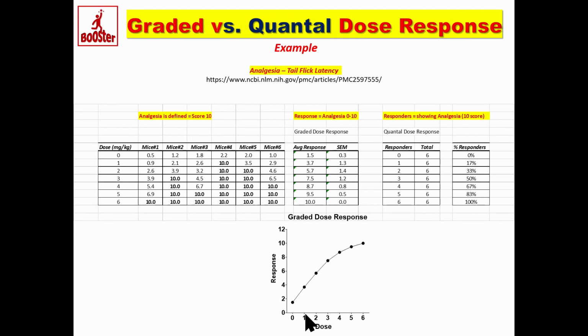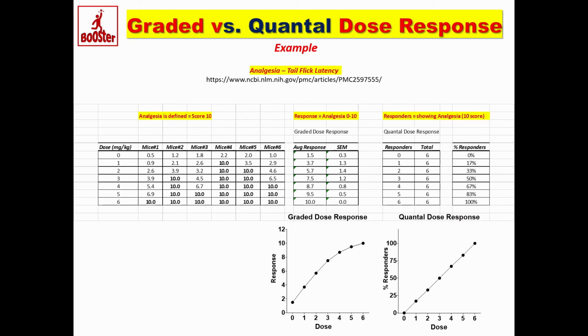So if you plot this, this will be a graded dose response. You see these are doses, and if you increase the dose, there is an increase in this graded number, the average response. And then here, this is a quantal dose response, in which the dose is plotted against what percent of animals showed a defined response. We already defined the response in this one as 10. So this is a fundamental difference between a graded dose response curve and a quantal dose response curve.